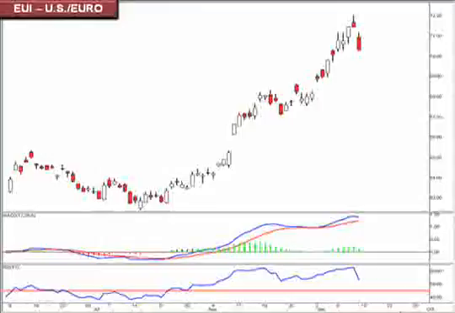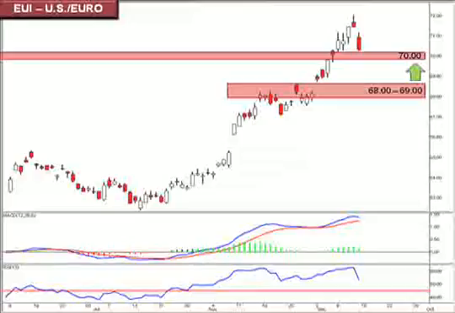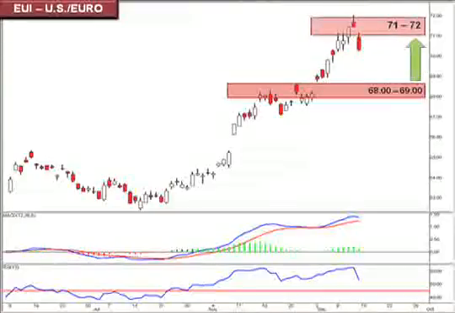All right, let's take a look at the EUI, the US versus the Euro. Last week we left prices hanging in the 70 focal zone that we identified, suggesting that in the bigger picture this area actually represented a possible resistance level. Now prices actually played right up through that, and we did suggest that if they were to continue moving to the upside, a rejection at the 71 to 72 focal zone was a high probability.